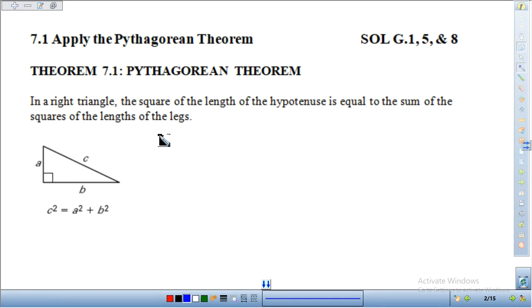Typically, you're going to see the Pythagorean theorem written as a squared plus b squared equals c squared. You're going to see that on your formula sheet, and you'll probably see it in some other places too. In today's notes, we're going to see it written as c squared equals a squared plus b squared a lot, and there's a reason for that, which we'll get to later. Either way, it really doesn't matter which one you use, as long as you recognize that c should be the value that's all by itself.